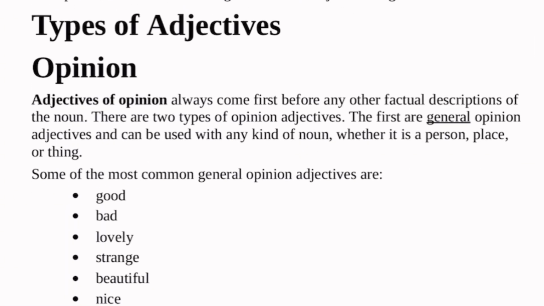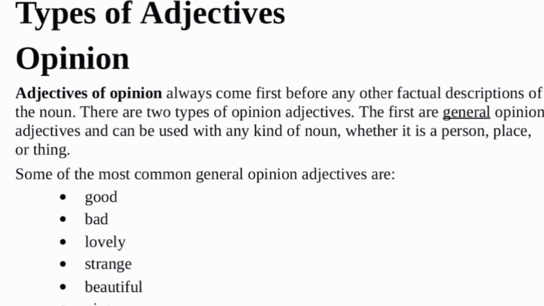Types of adjectives. Opinion. Adjectives of opinion always come first before any factual description of the noun. Now, let me explain this very well. We have what is called opinion adjective. We have what is called factual adjective.